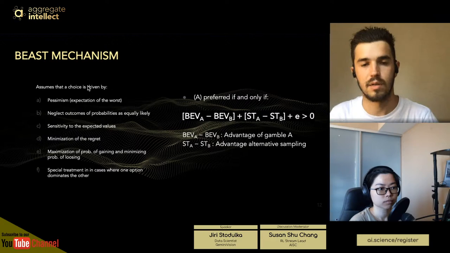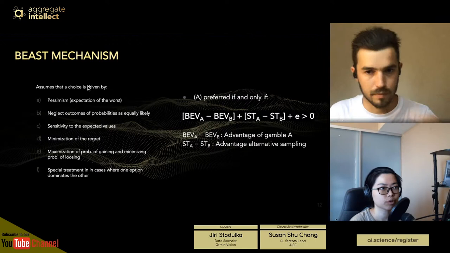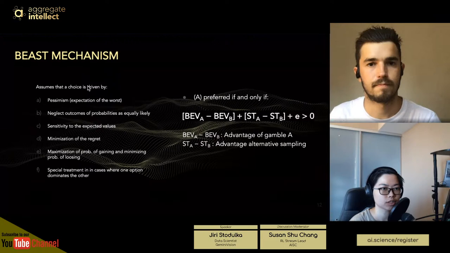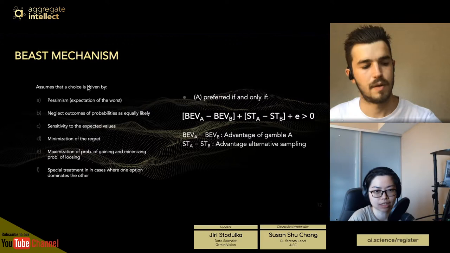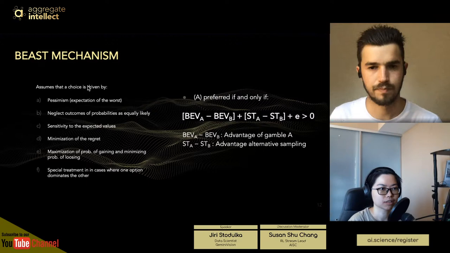Okay. Just to follow up one last point on this, the BEAST mechanism is not so concerned about what the utility function is, but rather assumes that it's given or exists somehow. Yes, that's true. So BEAST assumes that there is a utility function, which measures the quality of this gamble. That's true. Thanks. That answers the question, I think.